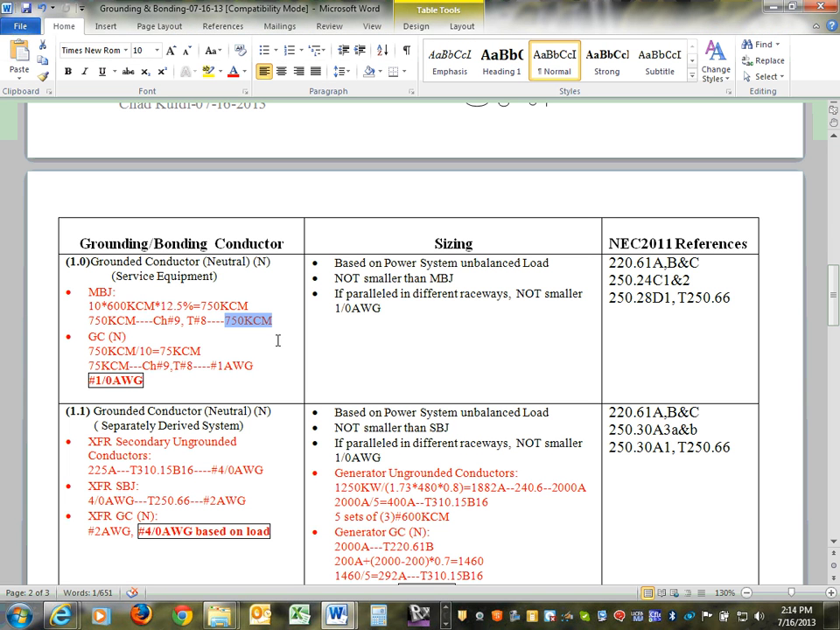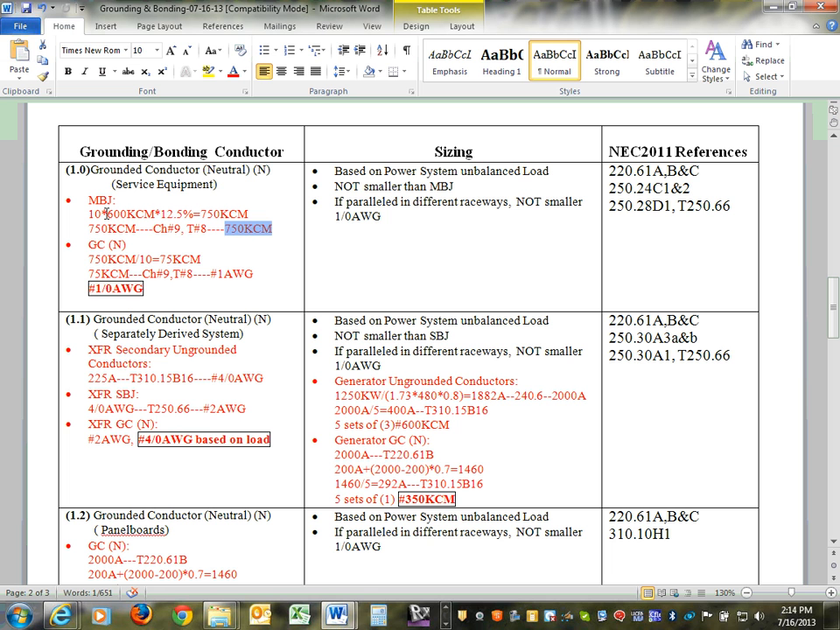I want to let you know, if you have a switchgear, you would never see a wire that size, guys. What they do is they have a copper bar that ties the neutral and the ground together. I have a picture of it later. In a second, I'll show you. Now that's the main bonding jumper.